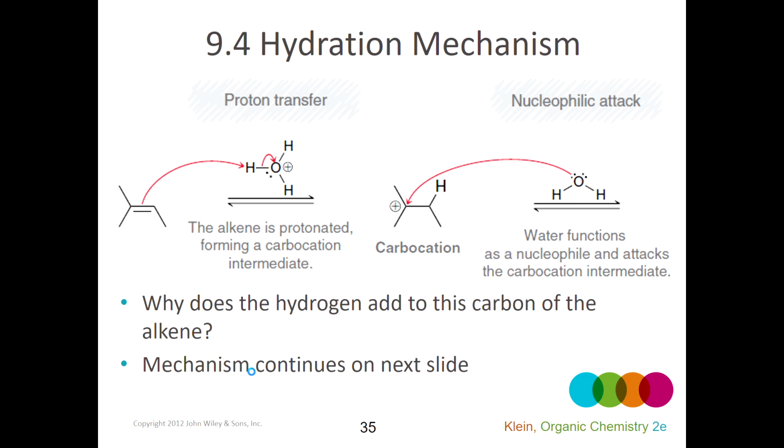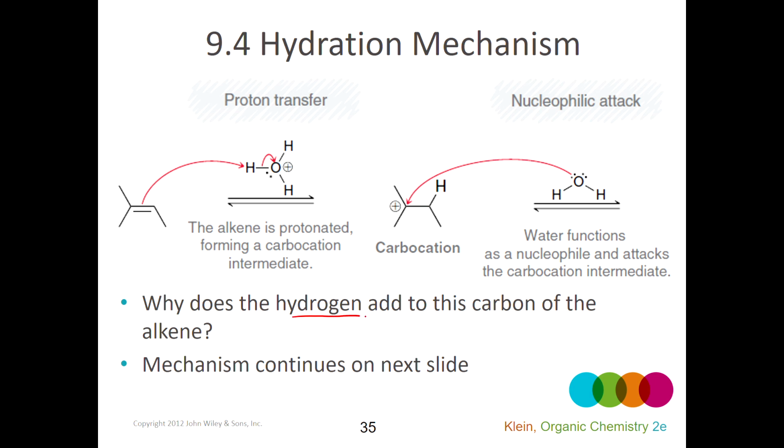So here's the mechanism. The H3O+ is produced when water picks up a proton from sulfuric acid. The pi bond picks up a proton from the H3O+, and then water is our best nucleophile around. It's going to come in and attack.